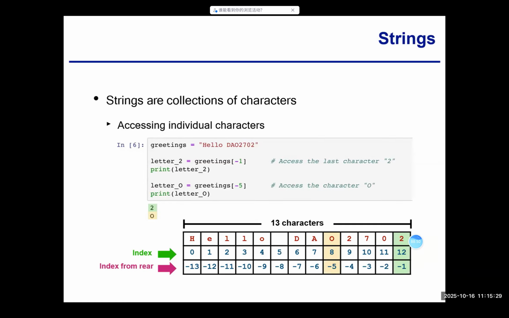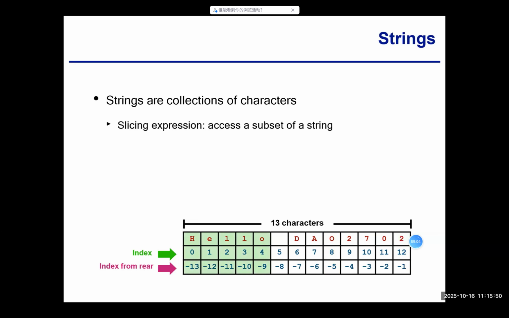What if we want to refer to multiple elements? For example, instead of a single character like the little e, we want to refer to a substring. A substring is a subset, a smaller string contained by the current string. We will use something called a slice. The name does not matter that much, but we will use this slicing expression to access a smaller part of the existing string.